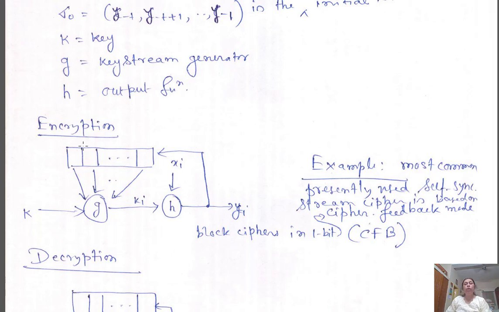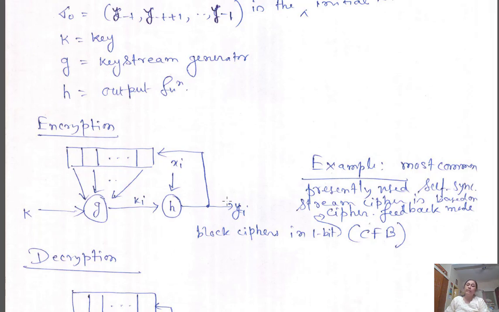Okay, so why do we call it self-synchronous? Suppose some bit gets changed, suppose this yi digit is changed. This is the altered value, it comes here, and consequently after t many steps this value will be shifted out.